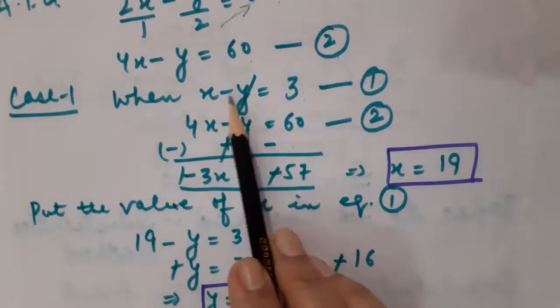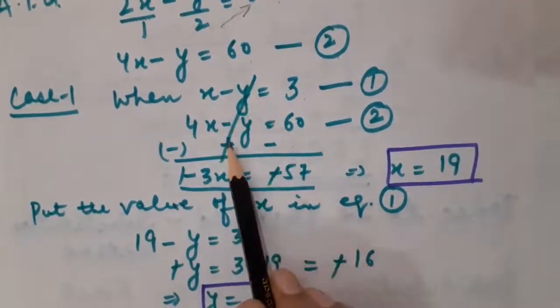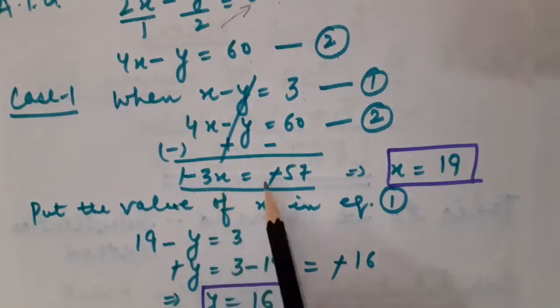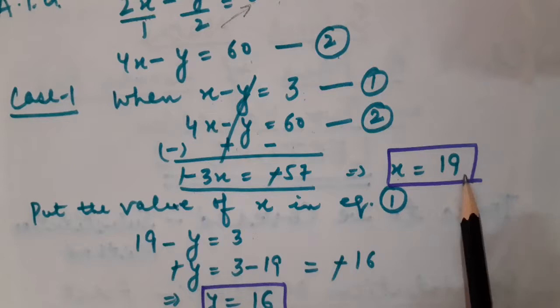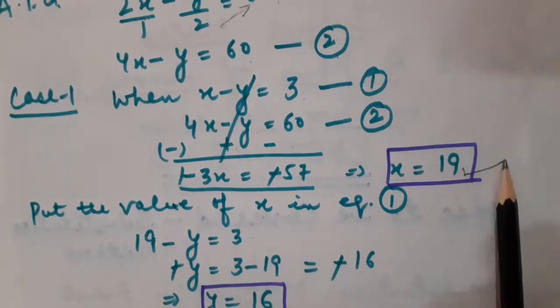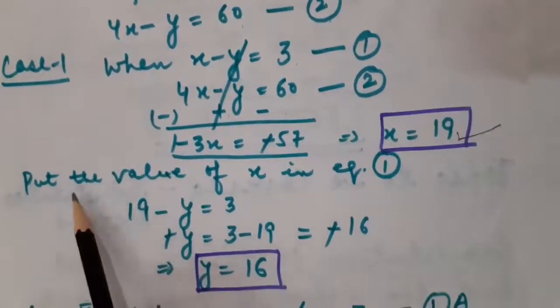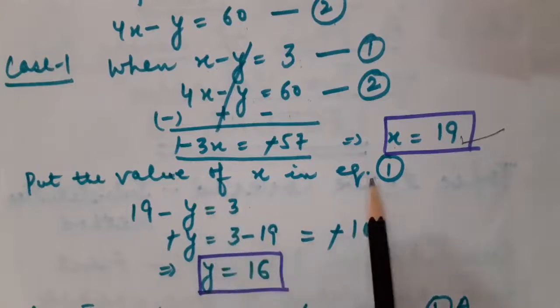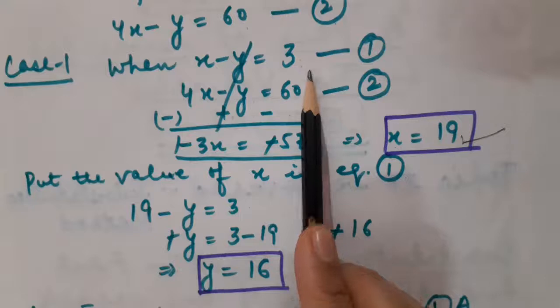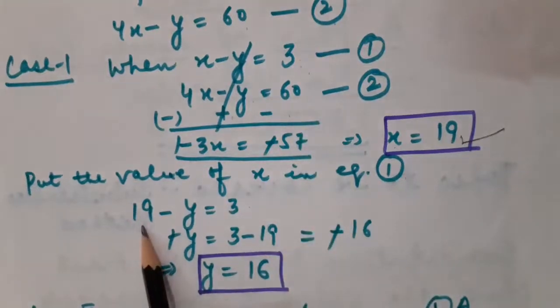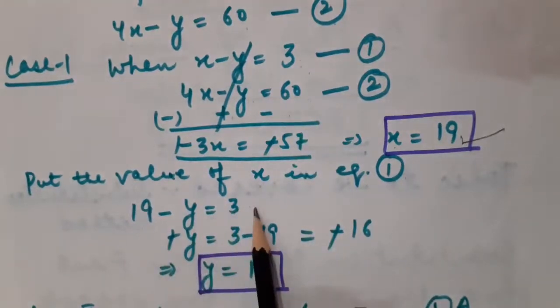So children, I have got minus y plus y, both will be cancelled. Here I have got minus 3x is equal to minus 57. So x is equal to 57 upon 3. That is actually 19. Clear? Put the value of x in equation number 1. This is equation number 1: x minus y is equal to 3. So in place of x I am writing 19 minus y is equal to 3.